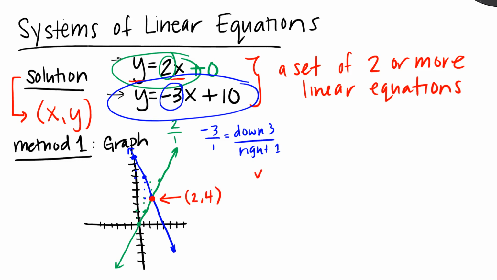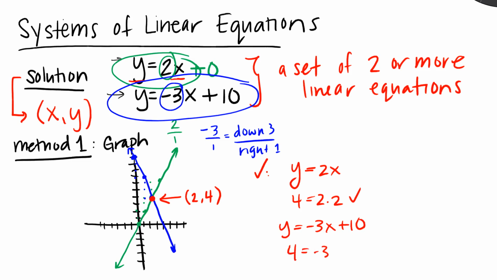If I wanted to check my work, I would just plug that into both the lines. So y is equal to 2x: that's 4 is equal to 2 times 2. That's correct. y is equal to -3x plus 10: that would be 4 is equal to -3 times 2 plus 10, which is -6 plus 10. Boom. So, perfect. This is my solution. I am done. So that's one method, to go ahead and graph these.